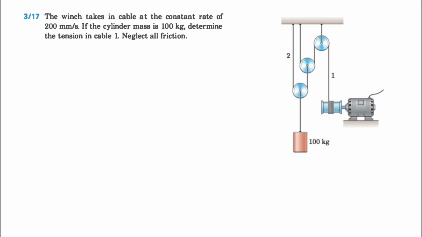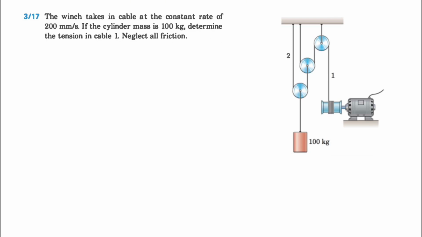We're going to be solving another question in today's video, question 17 from the third chapter of the Meriam textbook. We have a winch that takes in cable at a constant rate of 200 millimeters per second, and if the cylinder mass is 100 kilograms, we need to determine the tension in cable 1. We neglect all the friction.